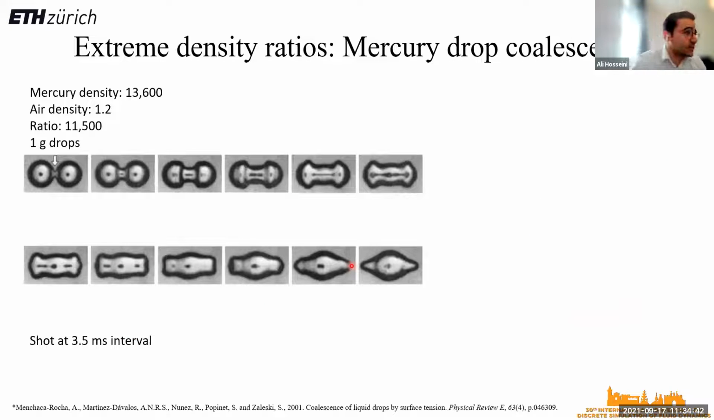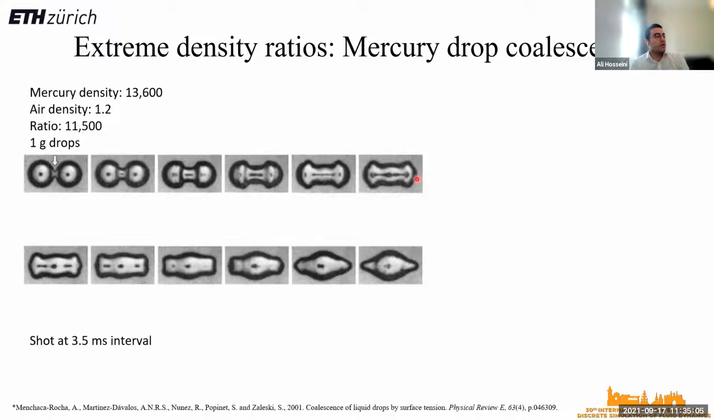Finally, the last test case to show you the robustness of the model, we consider droplet coalescence of two 1 gram mercury droplets. If you look into it, mercury density is 13,600 kilograms per cubic meter and air is 1.2. So this gives you a density ratio of 11,500, which is, well, not quite easy to achieve in the context of classical formulations.